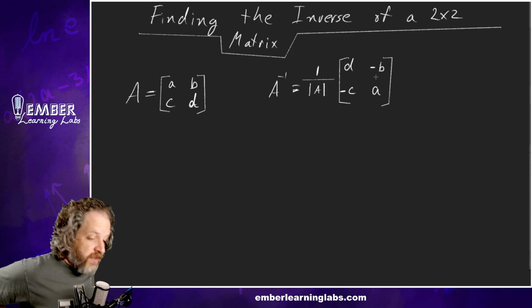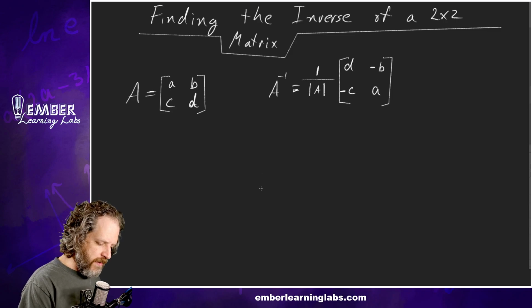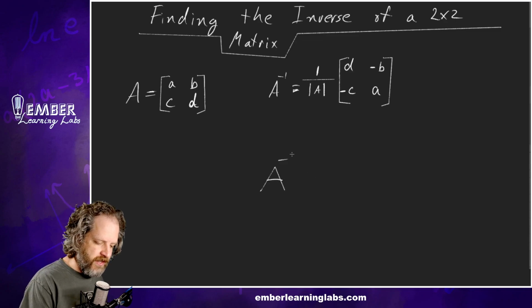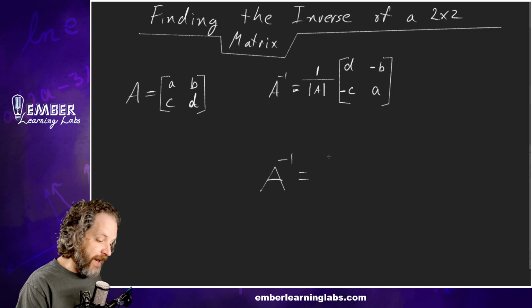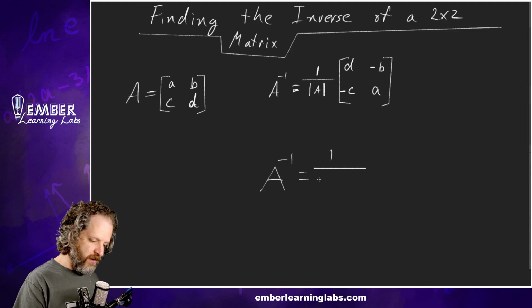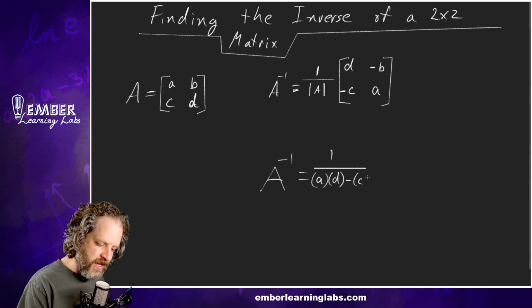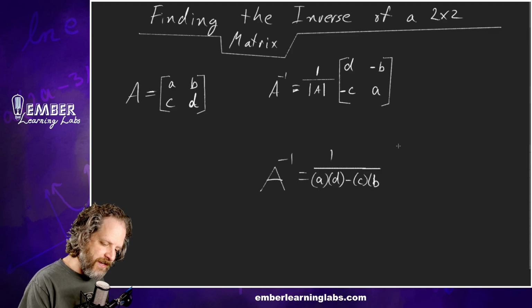So let's write this fully out with the determinant all written out, that way we have a full formula. So 1 over, and now to find the determinant of A, we do A times D minus C times B. So that times this matrix.